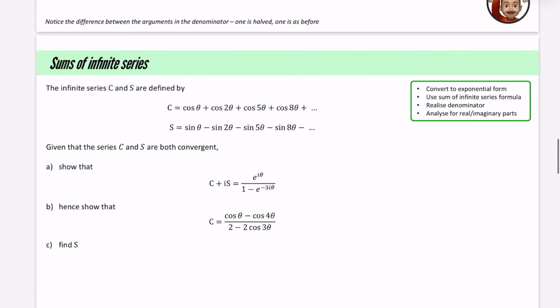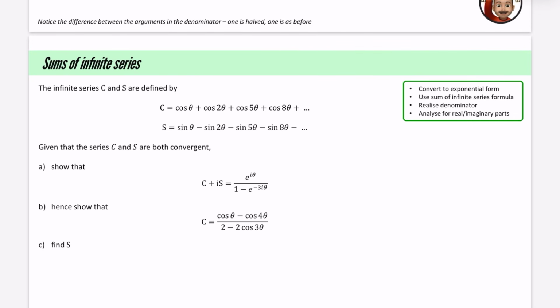So let's apply this. We're going to do some sums of infinite series. First thing we're going to do, convert this thing that we've got here into exponential form. That's my preference. You can do it other ways. I like doing exponential form.